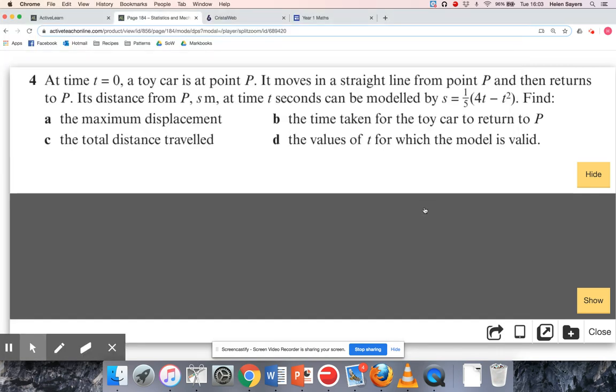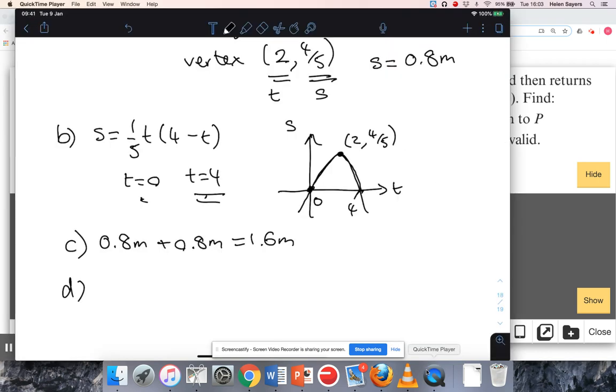And the values of t for which the model is valid. Okay, well, it returns to P after 4 seconds, and that's when its journey ends. So it's between 0 and 4 seconds.